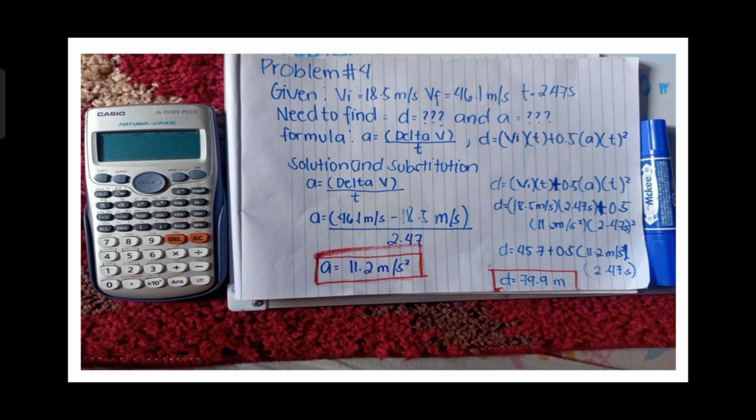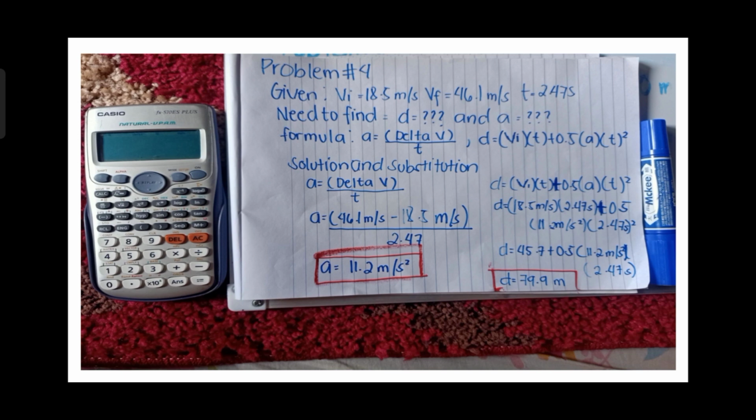Let's now proceed to solution and substitution. A is equal to delta V over time. A is equal to 46.1 meters per second minus 18.5 meters per second over 2.47. The final answer that we will get is 11.2 meters per second squared. That is the final answer and the value of acceleration.